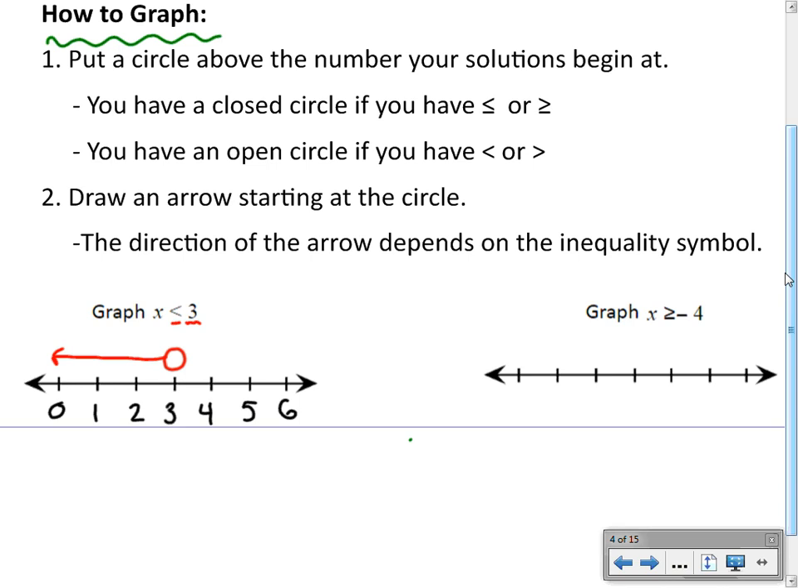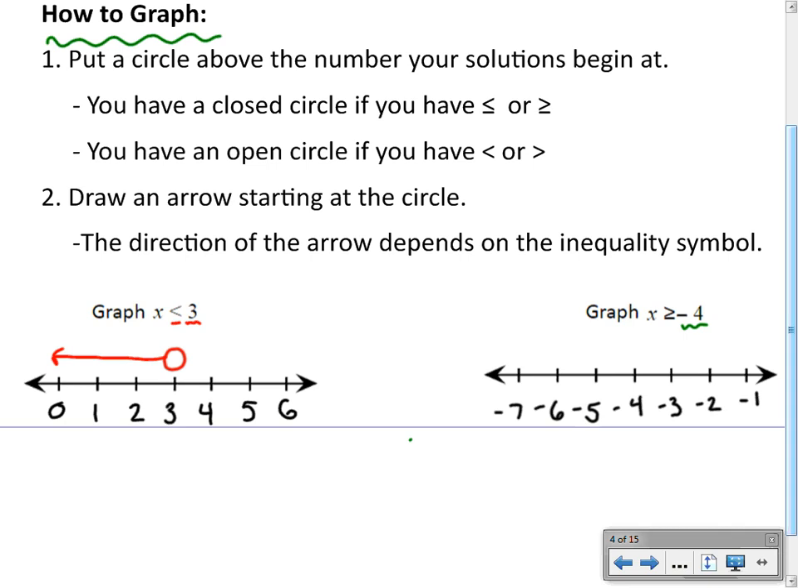Our solutions are greater than or equal to -4. So I'm going to put -4 in the middle of my number line here. To the right, they get bigger. So be careful with negative numbers. As they get bigger, they get closer to 0. So -3, -2, -1. And as my numbers get smaller, as I go to the left, it's going to get farther away from 0.